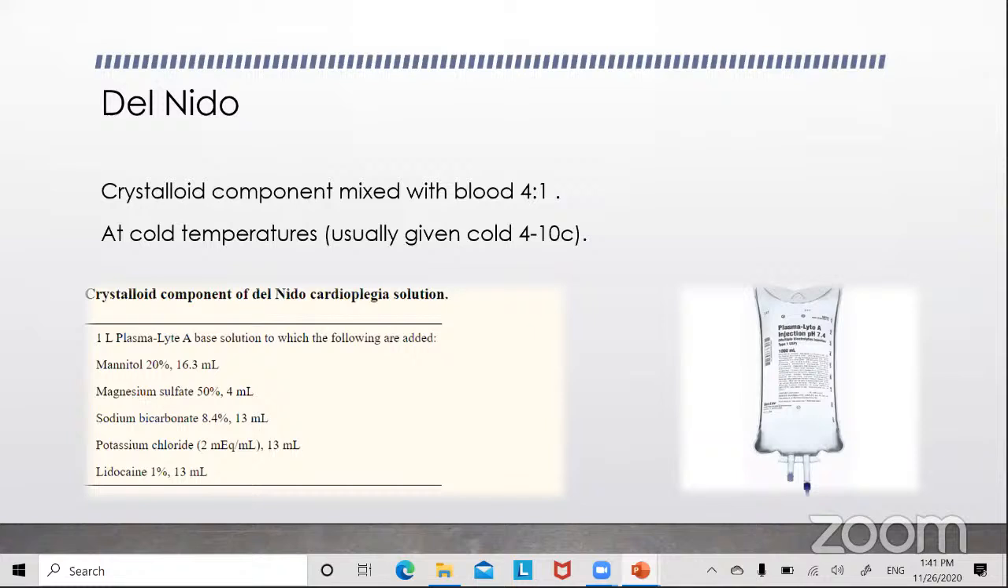I don't mean the effectiveness. What I cannot understand is the difference in components. Like the Del Nido is not high in potassium, then how does it arrest the heart? As you can see, this is the table that contains the additives. Potassium is one of the additives to the Plasma-Lyte, so it has potassium. Potassium is the main agent for arresting. It has some other additives, and it's given with blood, so a 4:1 ratio. As I mentioned, if we give 1 liter of the solution, we will give 800 ml of the crystalloid and 200 ml of blood.